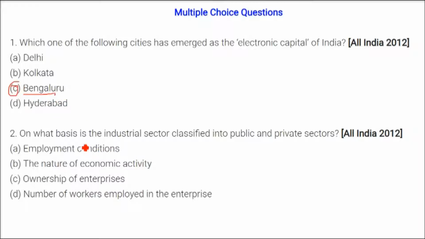The answer is C. On what basis is the industrial sector classified into public and private sectors? So the ownership of the enterprises, if it is owned by the government, it is public sector. If it is owned by an individual or group of individuals, then we call it private sector. So this is the answer.